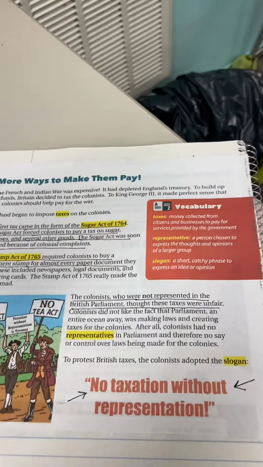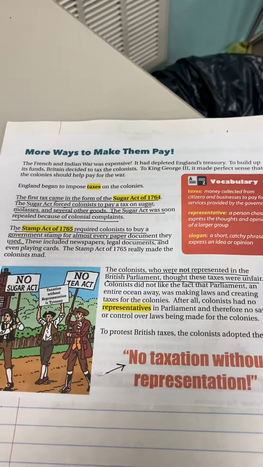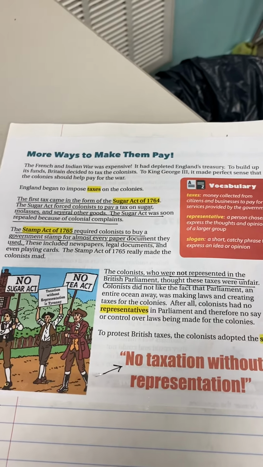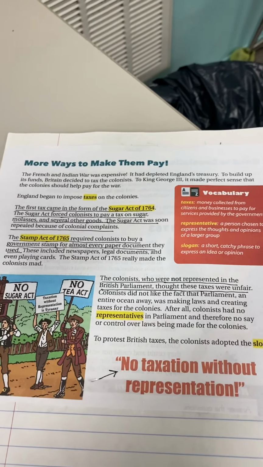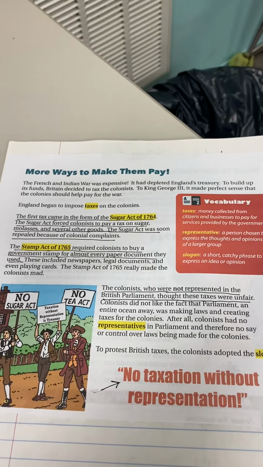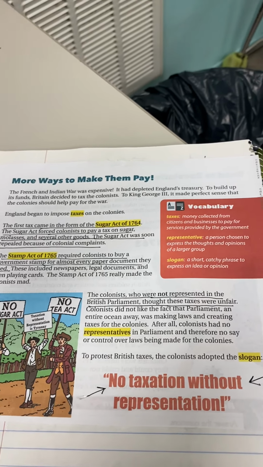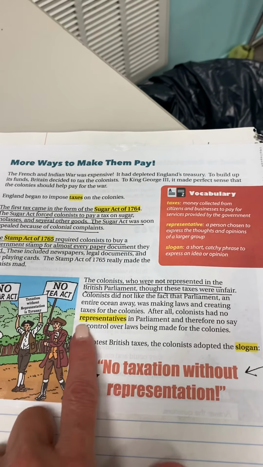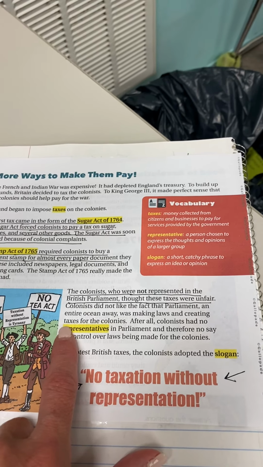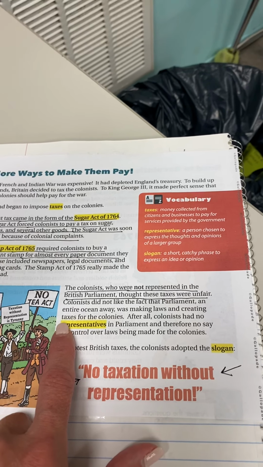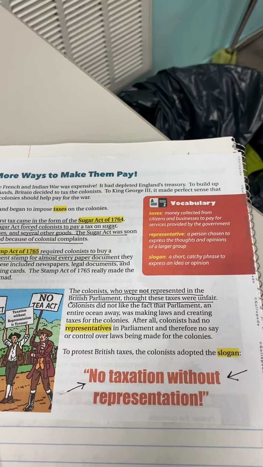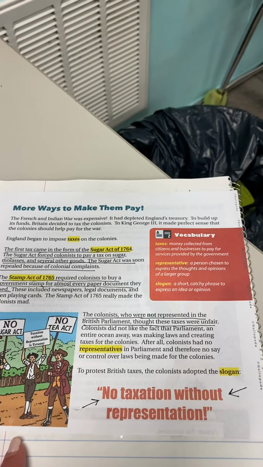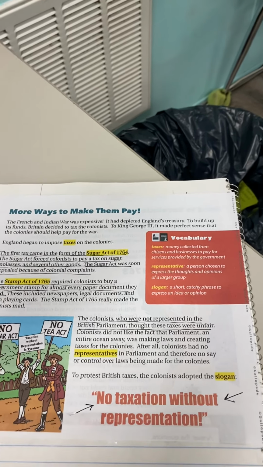Now, I personally don't think the colonists would have really had a problem paying, but I think the biggest issue was that they didn't have a say in the British Parliament. So they were given all these laws and taxes, but yet they had no say. The colonists, who were not represented in the British Parliament, thought the taxes were unfair. They did not like the way Parliament, an entire ocean away, was making laws and creating rules and things that they had to do.